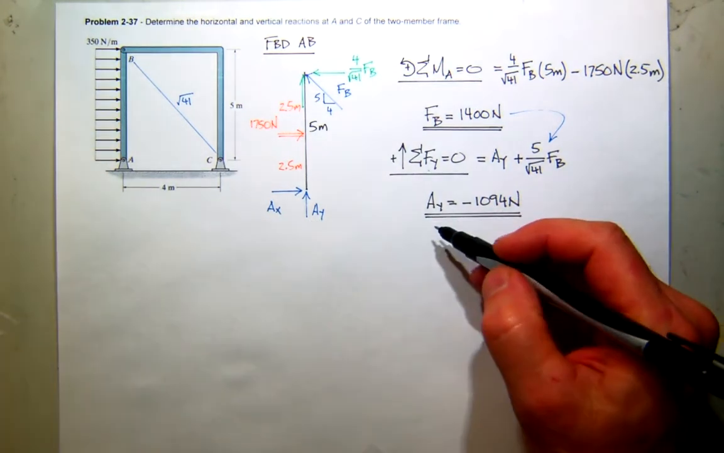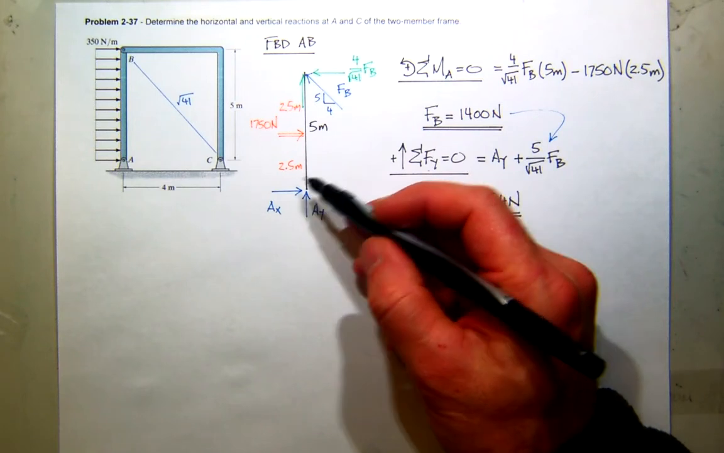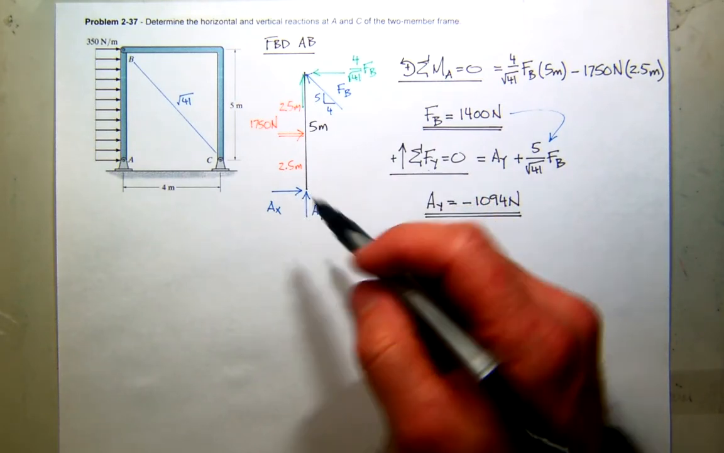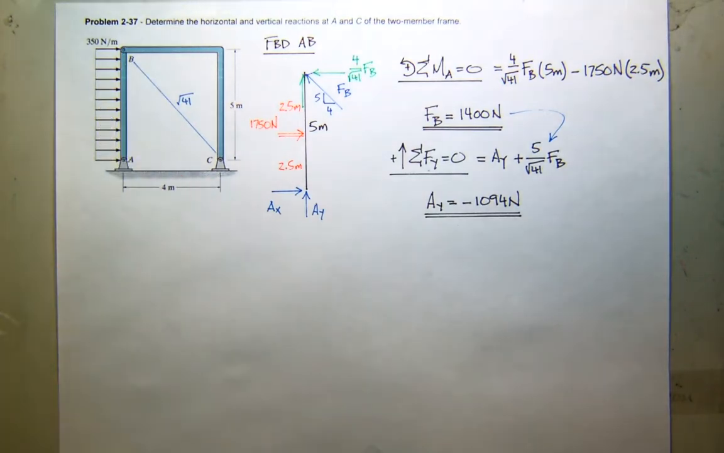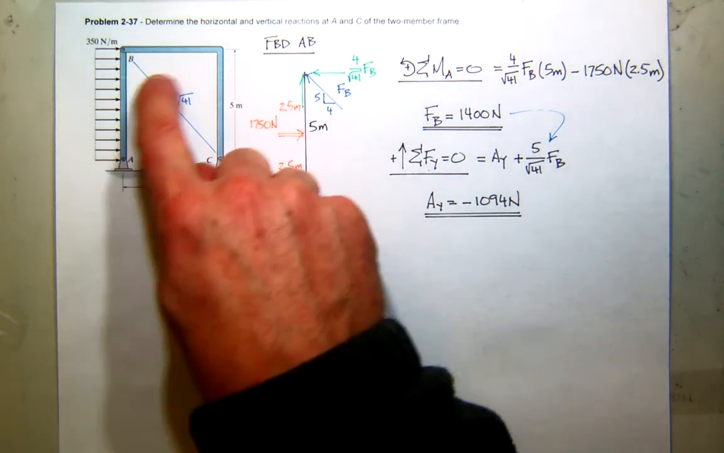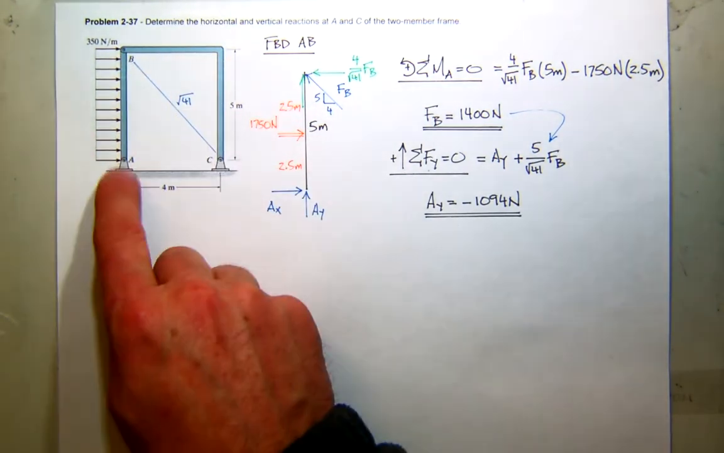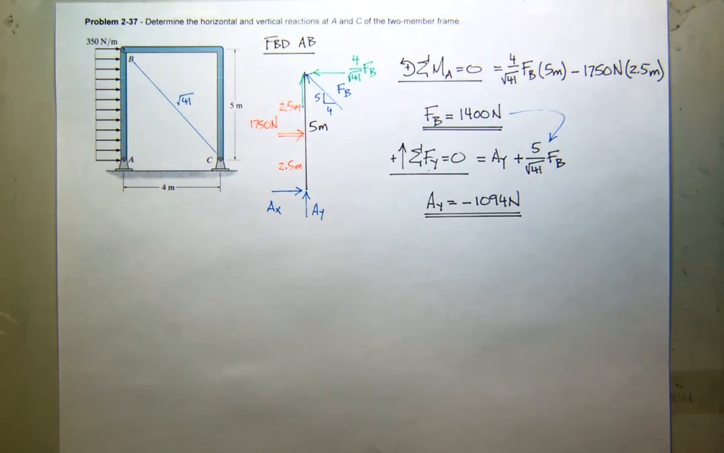Does it make sense that AY is negative? I assumed it was up, so it's really down. Why do I have to hold the structure down at A? Well, look at this big horizontal force. How is this structure going to try to rotate? If you were looking at C as a rotation point, how would this structure rotate? Clockwise or counterclockwise? Clockwise. No, counterclockwise, right? Oh, clockwise, I'm sorry, clockwise. So you'd have to hold it down to keep it from rotating. That makes sense.